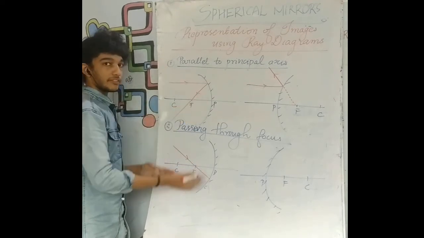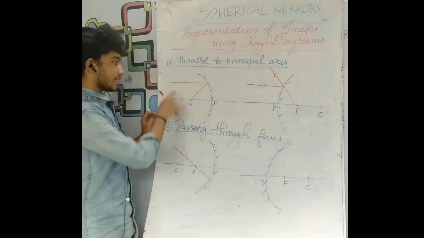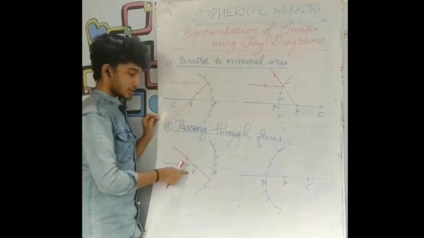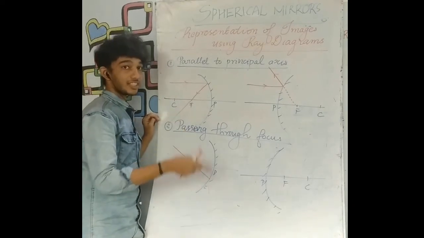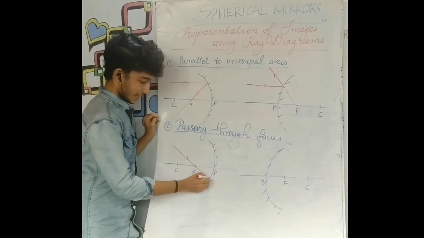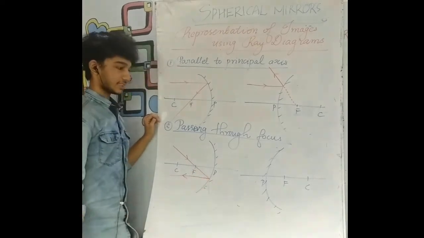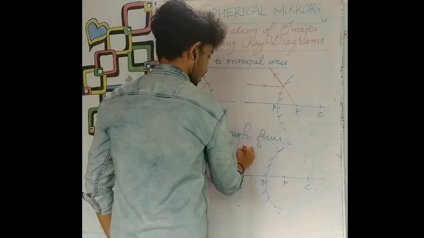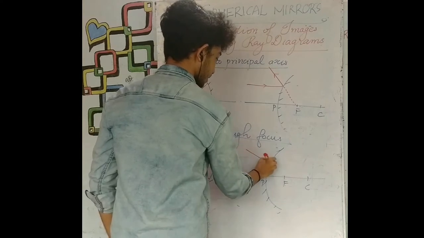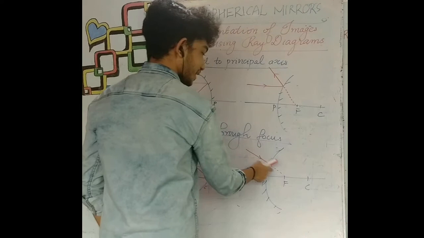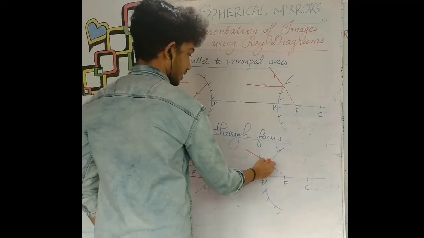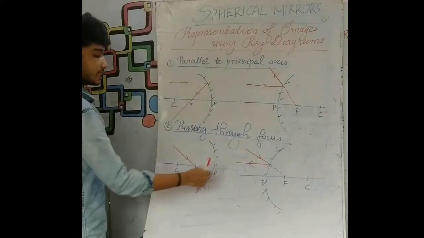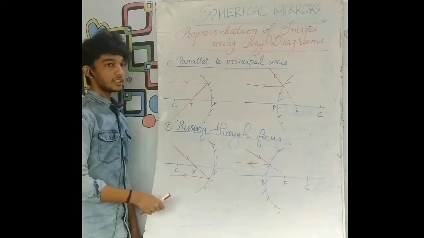The exact opposite of the first rule takes place in the second rule. Here, if it is parallel to the principal axis, then after reflection it passes through the focus. According to this rule, if it is passing through the focus, then after reflection it will be parallel to the principal axis. Similarly, in the case of a convex mirror, if it is coming in such a way that it appears to meet at the focus, then after reflection the reflected ray will pass parallel to the principal axis. These are the first two rules.